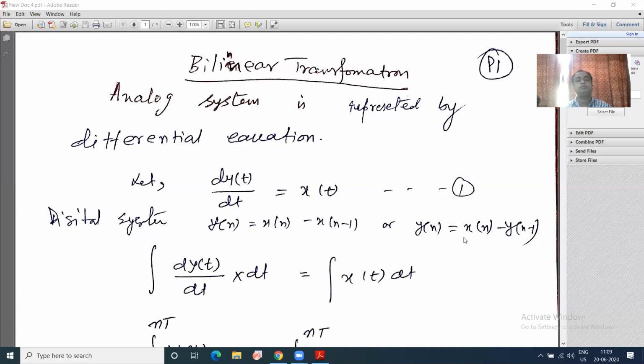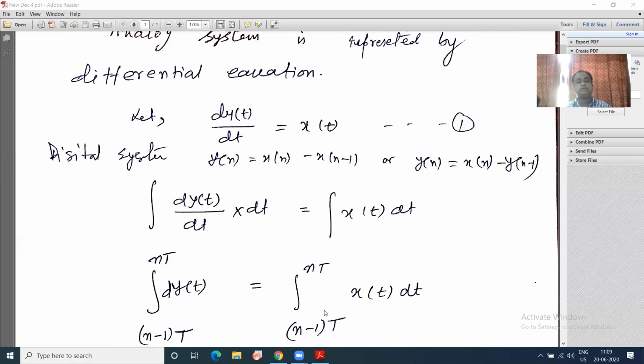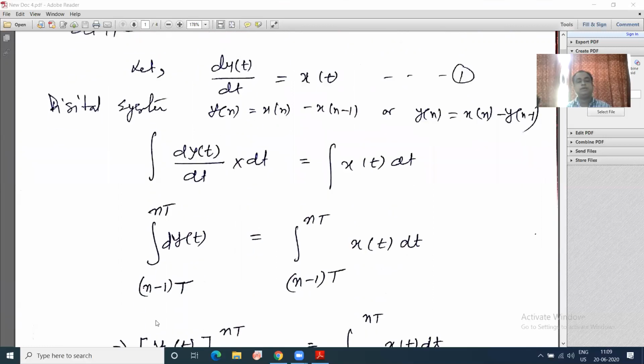Now from this step 1, if I have this as the equation of the system, then what I can write is dy/dt multiplied by dt. If I multiply with dt on both sides, then ultimately we will get d of y(t) equal to x(t) dt. This step is okay. From 1, what I am doing is multiplying by dt and integrating. And in the next step I am putting a limit, an interval of t from (n minus 1)T to nT.